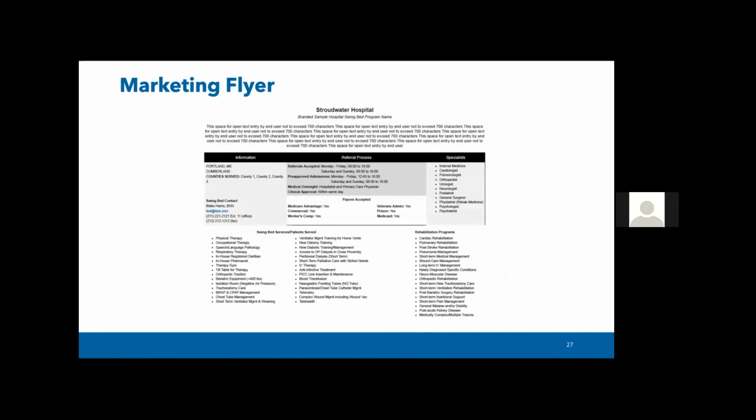And then I just wanted to include a snapshot here on, again, through that swing bed directory, you do have that marketing flyer. This is another opportunity, after we've defined who our patient population is for our swing bed program, to make sure that that is captured in some promotional and marketing material, so our referral sources know that. This is one way that we can do that. And through that swing bed directory, that marketing flyer can help you do that and help you articulate that in a promotional way.